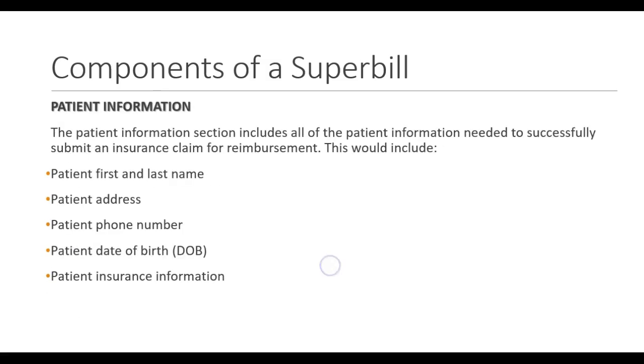Now, another component is patient information. The patient information includes all of the patient information needed to successfully submit an insurance claim for reimbursement, which includes the patient's first and last name, their address, their phone number, date of birth, and insurance information.